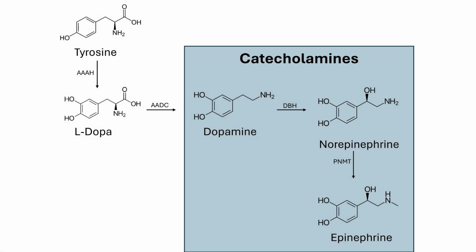The catecholamine neurotransmitters are derived from the amino acid tyrosine. Dopamine, norepinephrine, and epinephrine are important examples produced by a series of enzymes. Aromatic amino acid hydroxylase adds a hydroxyl group to tyrosine, producing L-DOPA. Amino acid decarboxylase removes the carboxyl group from L-DOPA, producing dopamine. Dopamine beta hydroxylase adds a hydroxyl group to dopamine, producing norepinephrine. Phenylethanolamine N-methyltransferase adds a methyl group to norepinephrine, producing epinephrine.